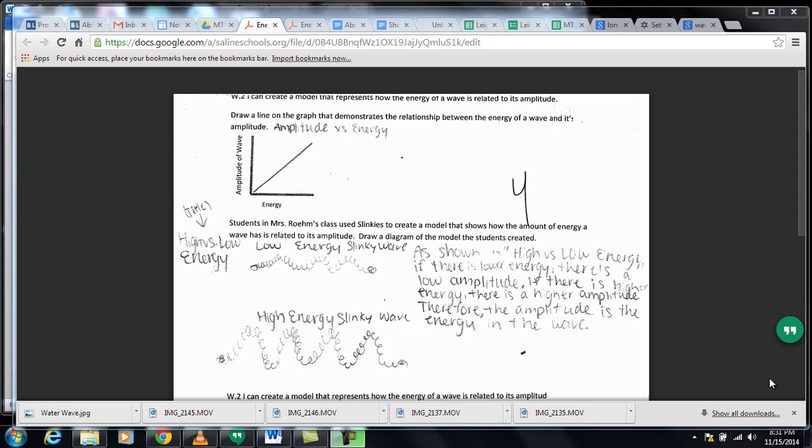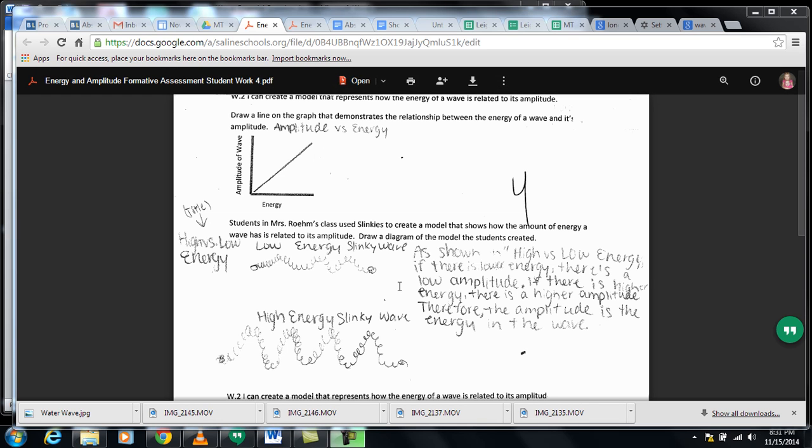I wanted to give you some insight into what to look for in this formative assessment in terms of mastery, and in terms of some misconceptions that students might have or some challenges that they tend to face. This would be a student that was showing demonstration of mastery.